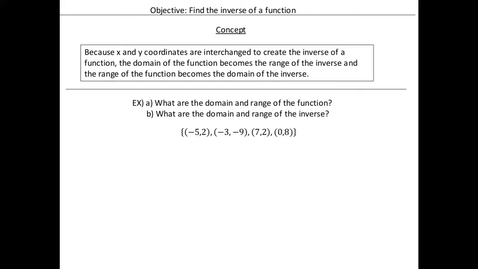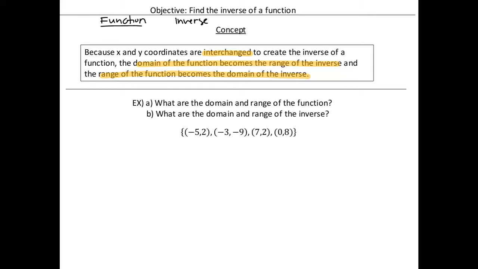All right, so moving on now. Again, it says because x and y coordinates are switched or interchanged to create the inverse of a function, then that means that the domain of the function becomes the range of the inverse, and then the range of the function becomes the domain of the inverse. And you're like, huh? What'd you just say? So this is the function and the inverse.